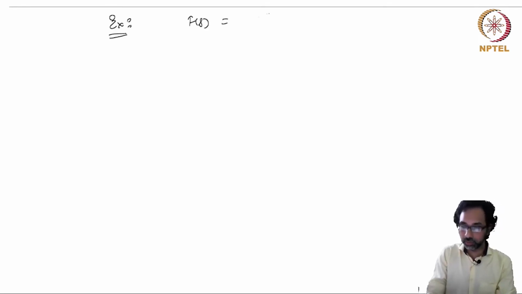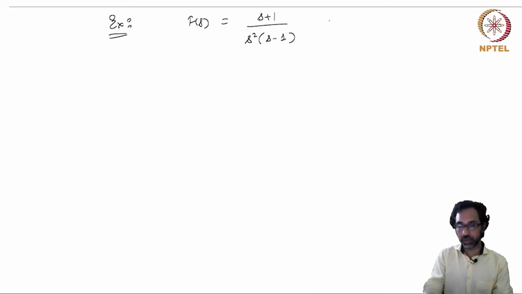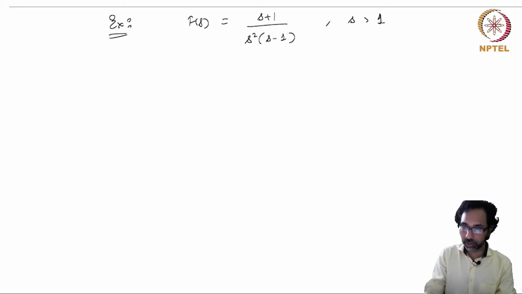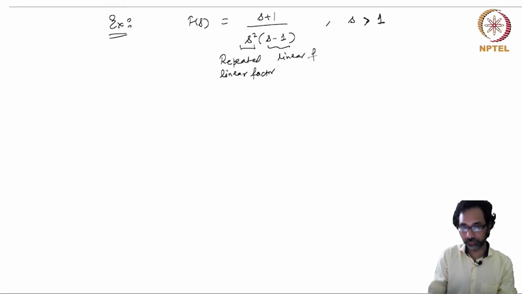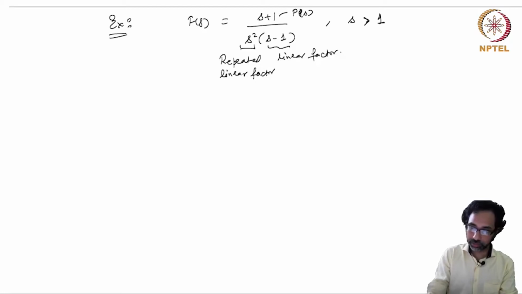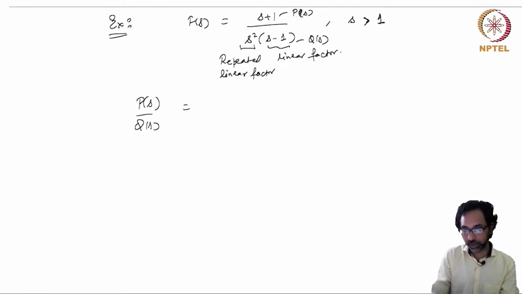F(s) is equal to (s plus 1) over s squared times (s minus 1), defined for s greater than 1. So here our repeated linear factor is s squared, and this is our linear factor, s minus 1. So let me write the numerator as P(s) and the denominator as Q(s). So P(s) over Q(s) can be written as a partial fraction expansion.